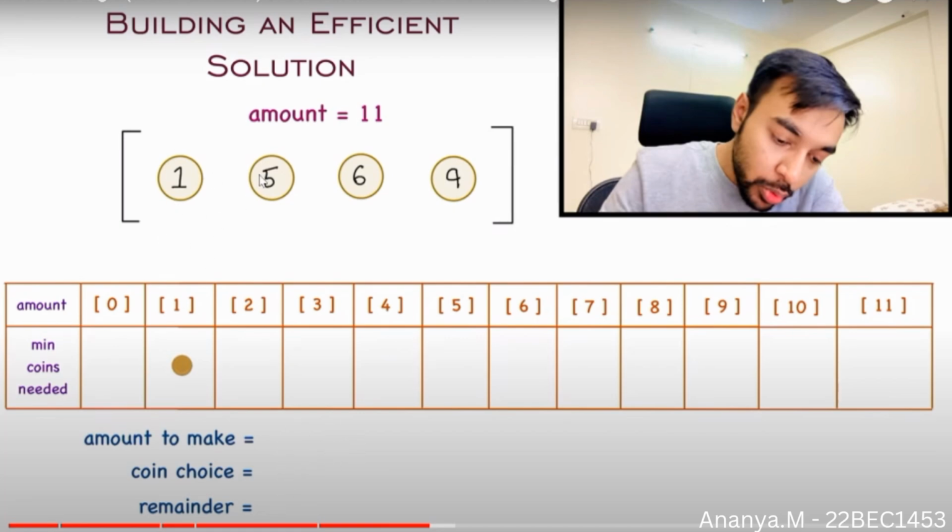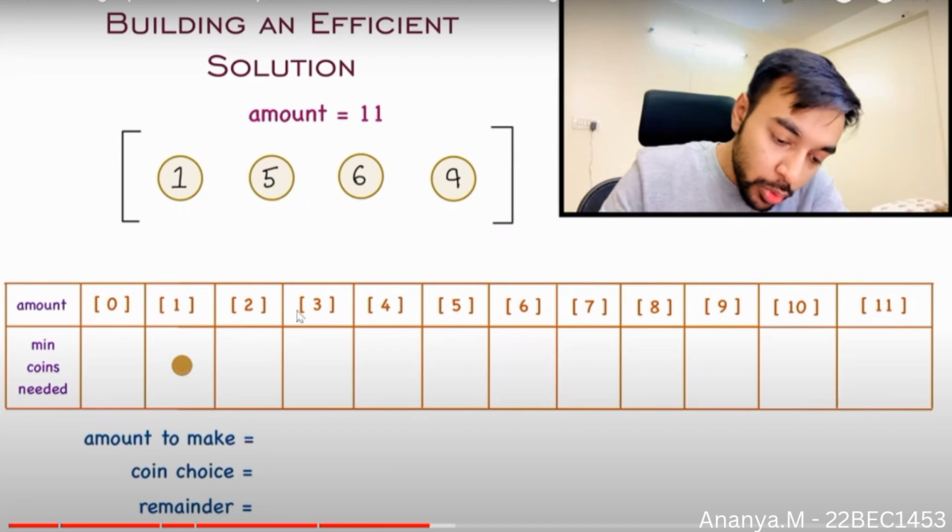If I take case 2, which is a coin of denomination 5, the amount to make is 5, the coin choice is 5, and the remainder will be 0. So the minimum number of coins required is just 1. So in my case 1, I need 5 coins, and in case 2, I need just 1 coin.